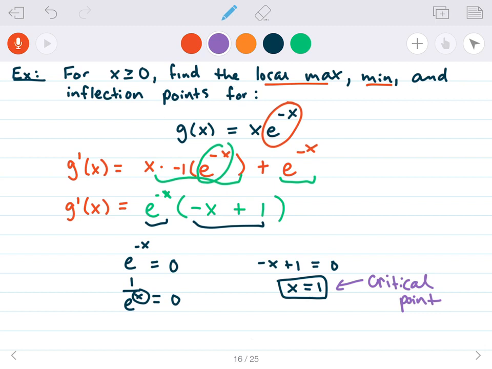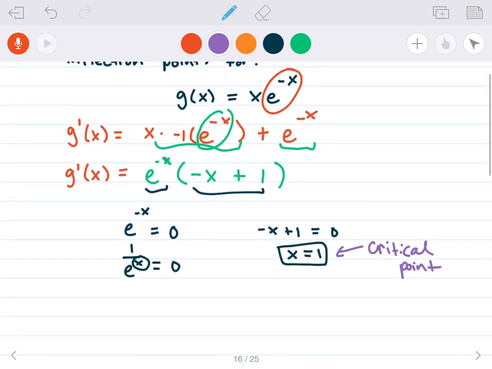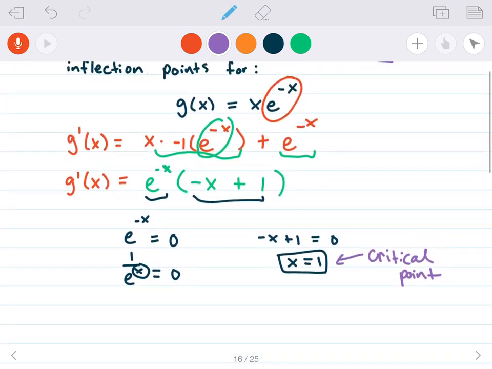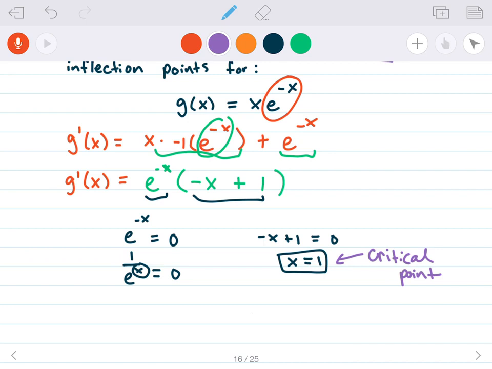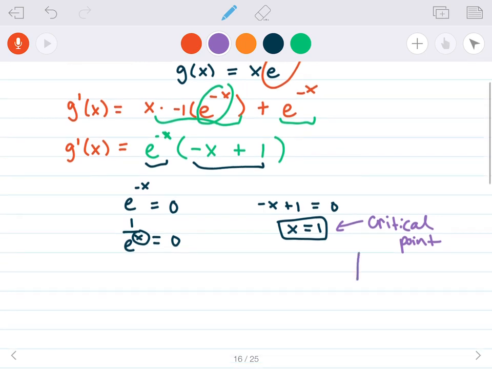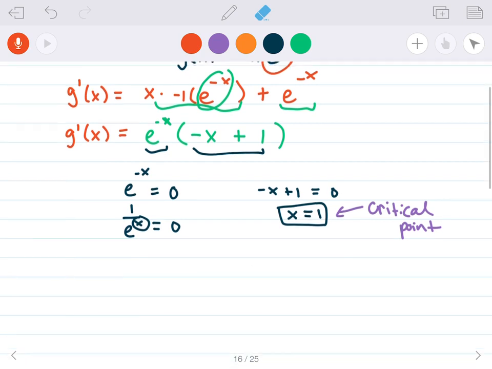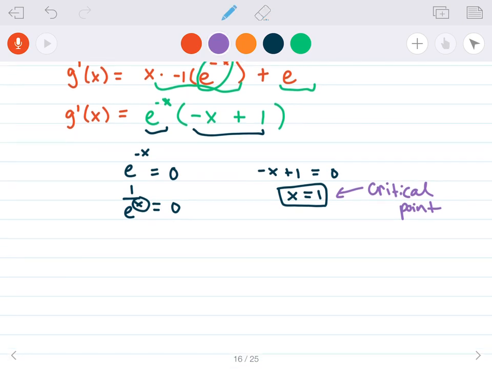The first thing it asks us is to find the local max and the local min. I think the easiest way to do this is with the second derivative test, if it is conclusive. If not, we need to do the first derivative test. But the second derivative test might be easier. The first thing we need to do is find the second derivative, and so let's do that.